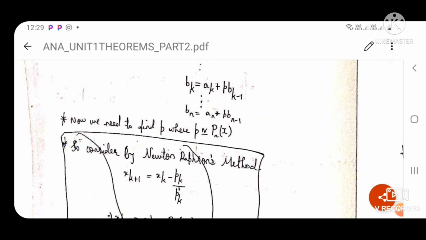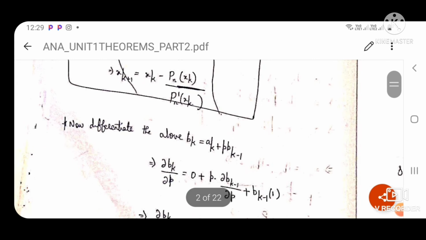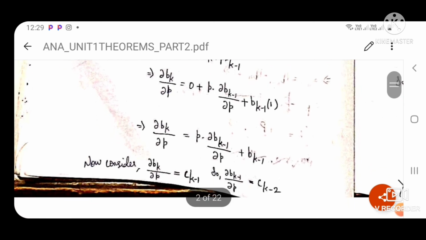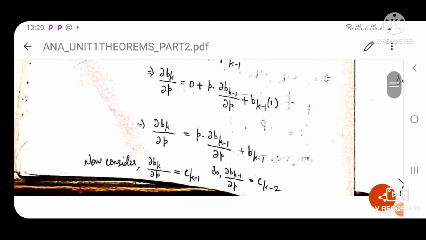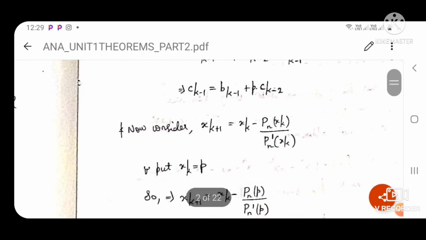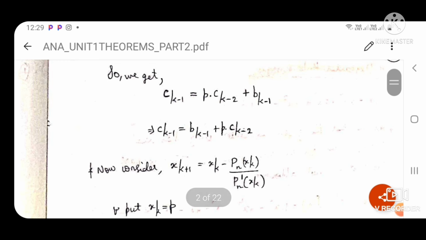Now for the value p, which is an approximate root of px, we need to find the value p. So in order to do that, we differentiate the kth term. By doing so, we obtain this particular term, and further simplification is done from it. And we go into the next part of the continuation, in which we get this particular term. The ck minus 1 is actually of this form.